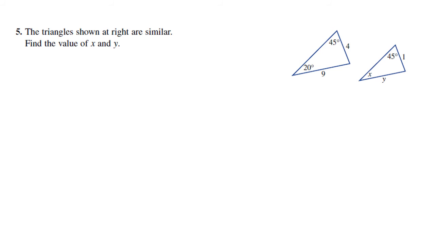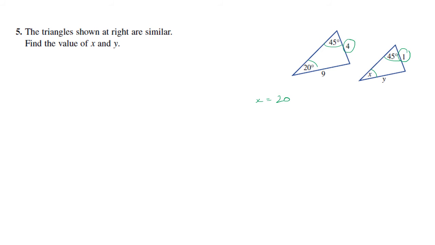The two triangles shown at right are similar, so find the value of x and y. If they're similar, they will have the same angles, but the sides will be in proportion to each other. Here's two angles that are the same, and this one's 20 degrees. That means that x will have to be 20. X equals 20. Now we'll have a look at our sides and see what the scale factor is between the two triangles.